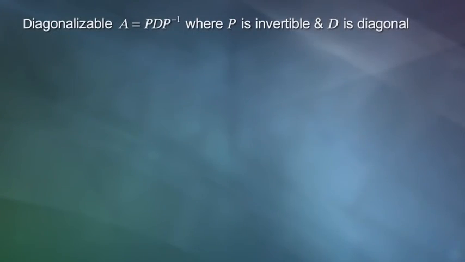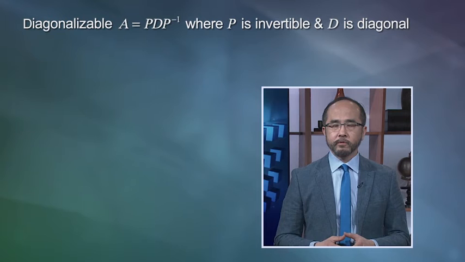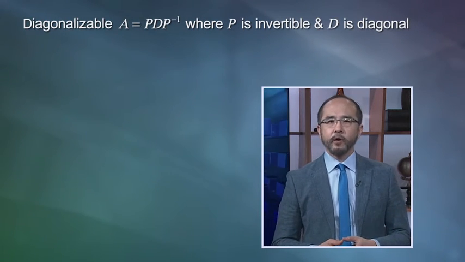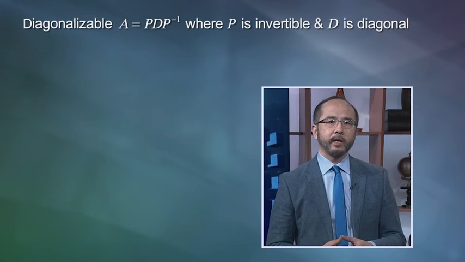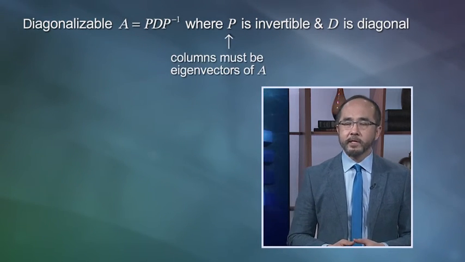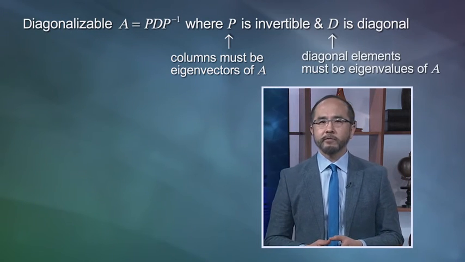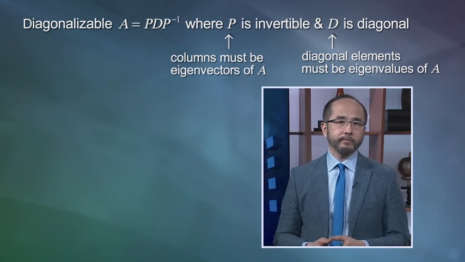Let's close by discussing another application of orthogonal matrices. Recall that a square matrix A is diagonalizable if A equals P D P inverse, where P is invertible and D is diagonal. We've seen that P's columns must then be eigenvectors of A, and the diagonal elements of D must be associated eigenvalues in the same order.